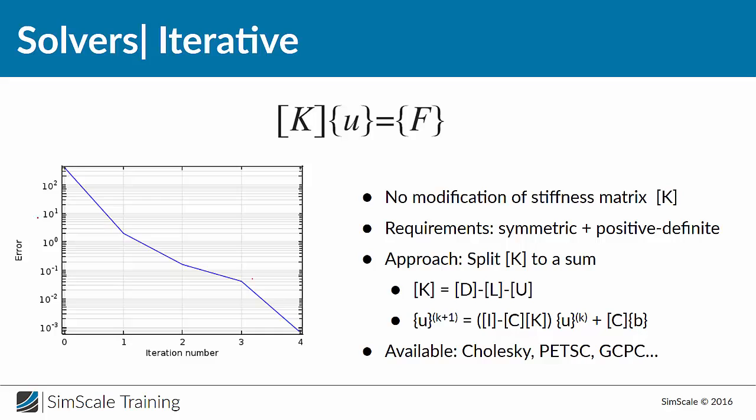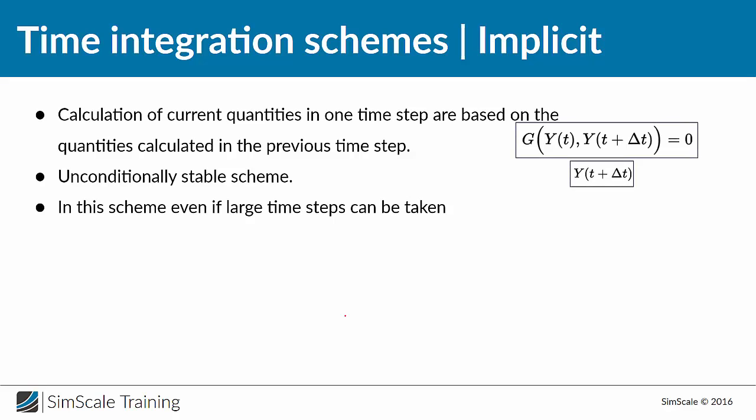And just here an example. So we have an error, and for example, the first iteration the error is quite high, and then with every iteration it becomes smaller and smaller. And there is a setting in the SimScale platform for iterative solvers where you can set the tolerance when you should stop to iterate this calculation. Another very important point is the time integration schemes.